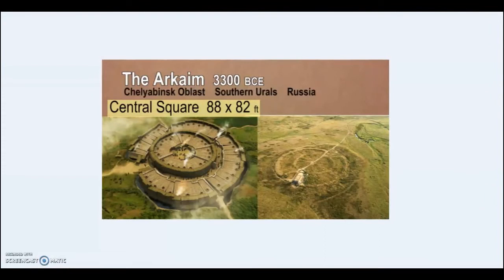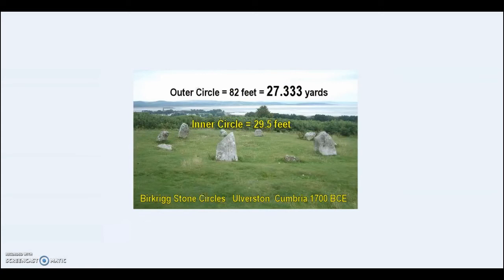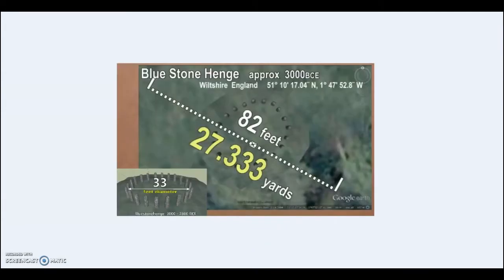Well, having set that up, this importance of 82 feet. So we have the Arkaim in Russia, 82 feet. Beltany Circle, the Berkrig Stones, now that's 82 feet, 27.3 yards. The inner circle is 29.5. That's the same number we talked about before. We'll come back to that in a moment. But the Blue Stonehenge, 82 feet, 27.3 yards.